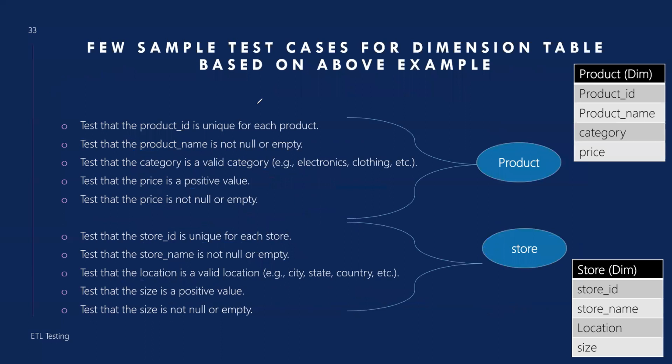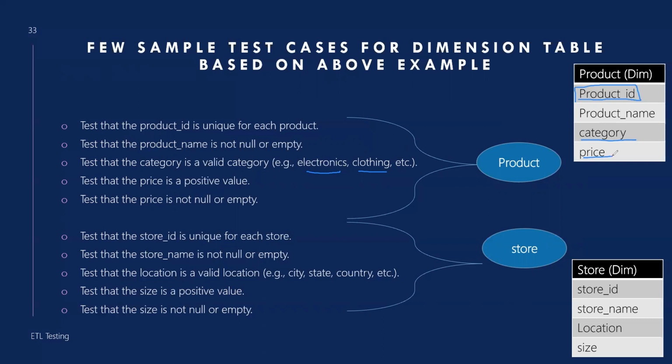Now, when we talk about the dimension table, it's again the same thing. The primary key should always be unique. It should not have duplicates. It should not be null. The category should be a valid category. When we say we are storing electronics and clothing, the category should include only these things. It should not include foods and beverages. So these kinds of things you need to verify.